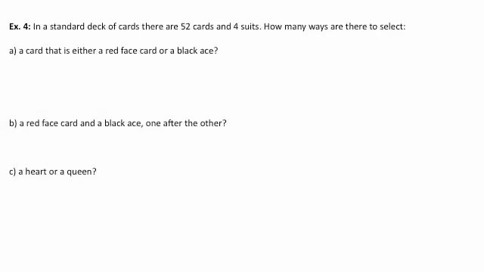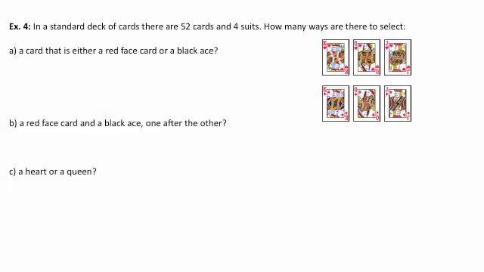In a standard deck of cards, there's 52 cards and there are 4 suits. How many ways are there to select a card that is either a red face or a black ace? Well, first of all, let's set into motion what are our red face cards. There they are there. The king, the queen, and the jack of hearts. The king, the queen, and the jack of diamonds. So there are 6 of them. And of course our black aces, there are 2 of them. The ace of clubs and the ace of spades.